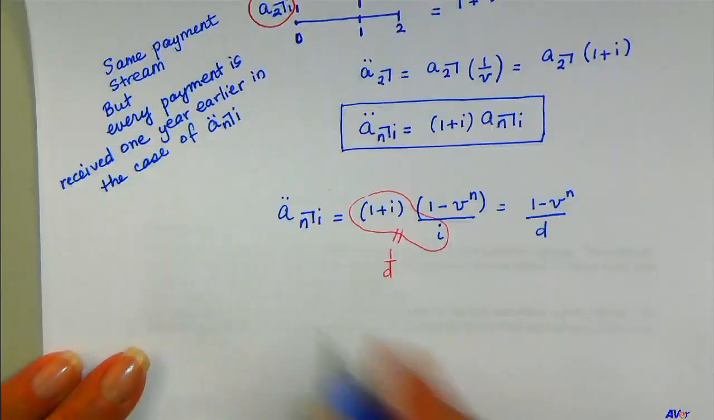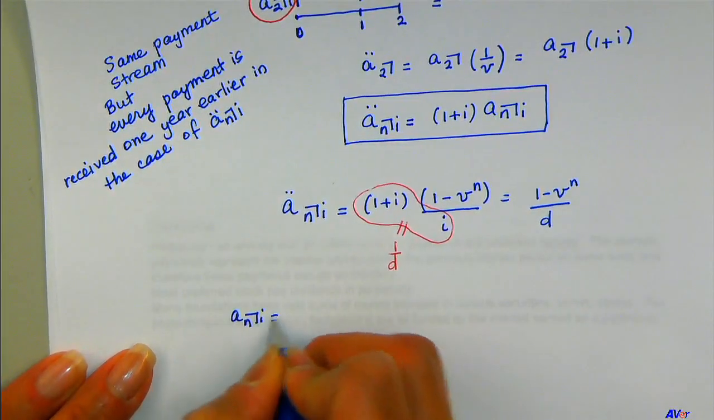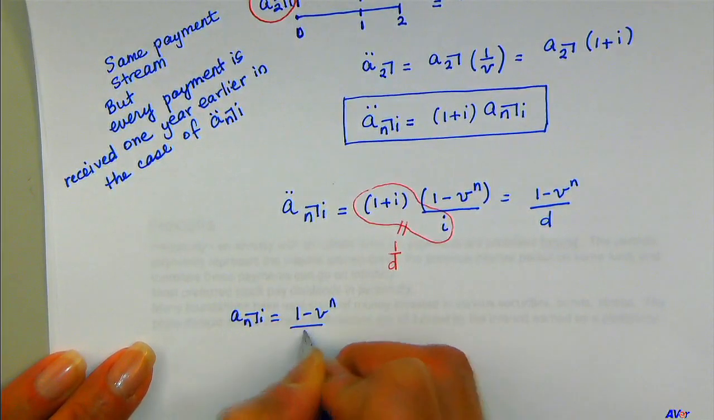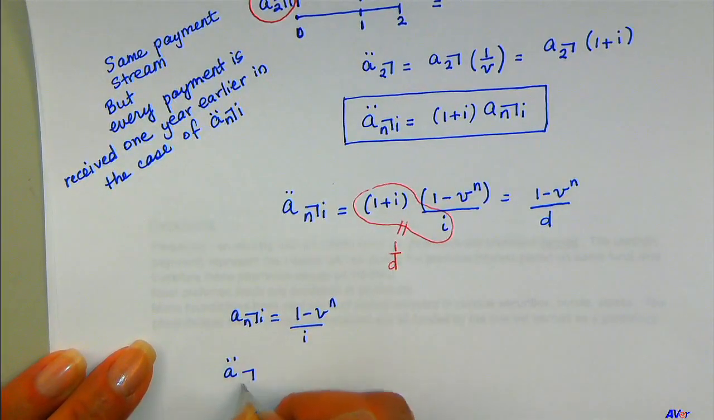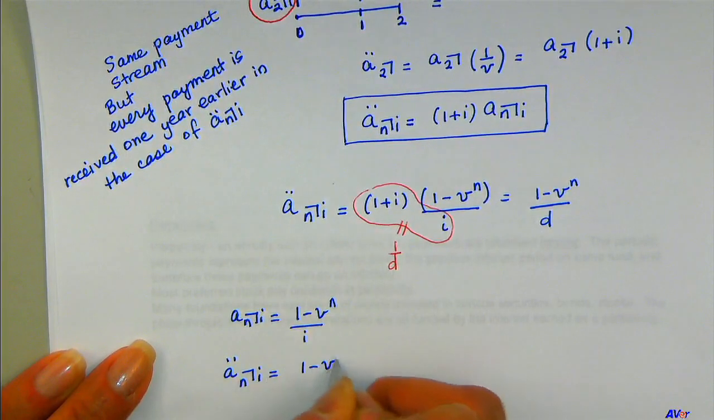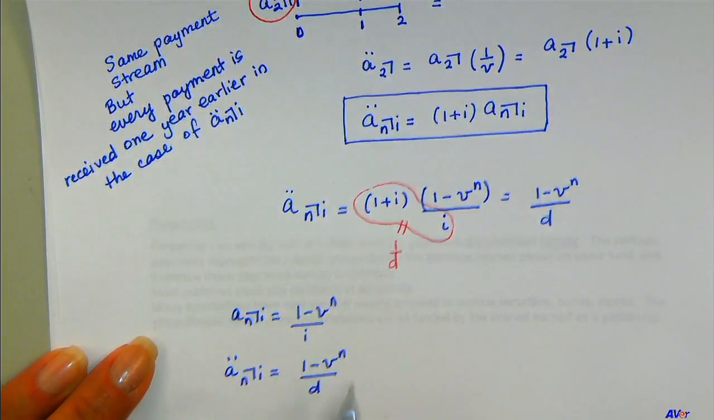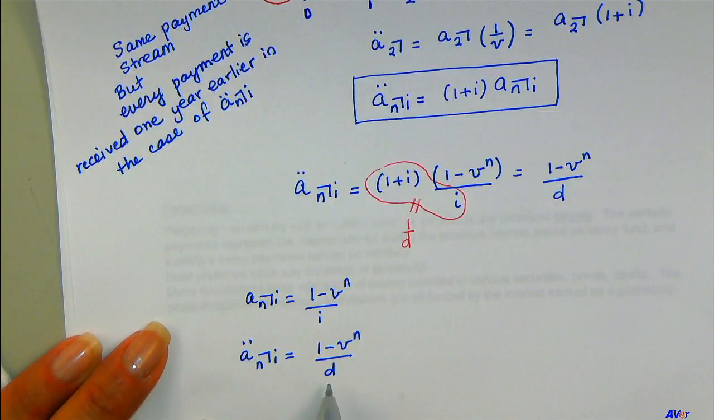Look what I'm trying to say. A angle NI is 1 minus V to the N over I. A double dot angle NI is 1 minus V to the N over D. Every time you write a double dot, you're going to divide by D.